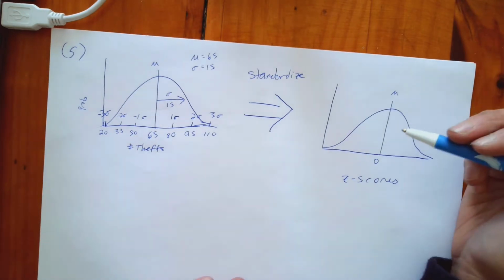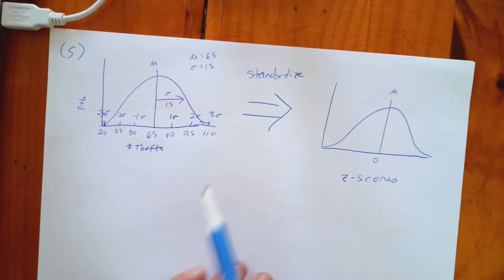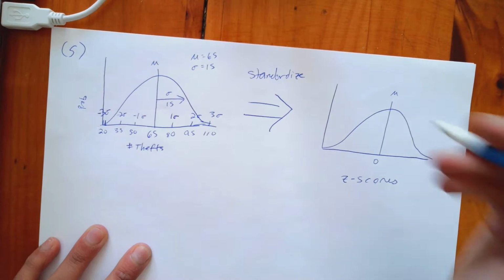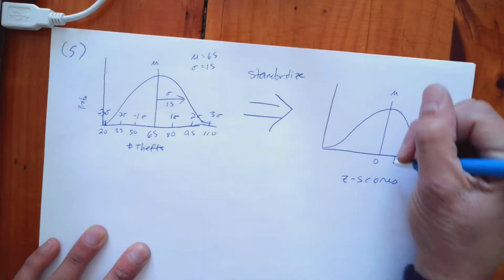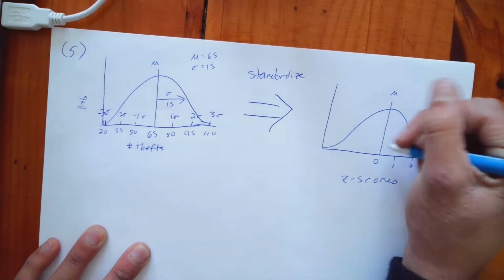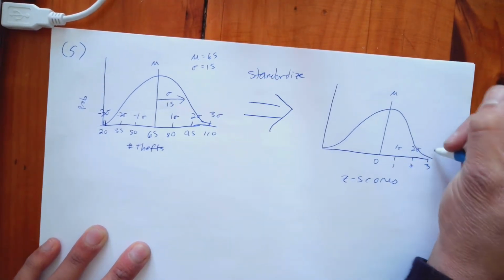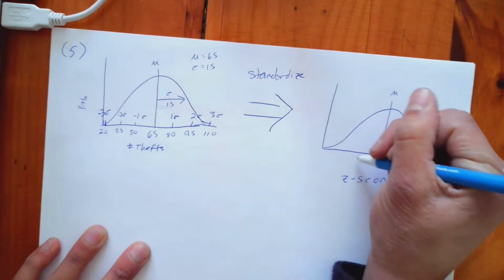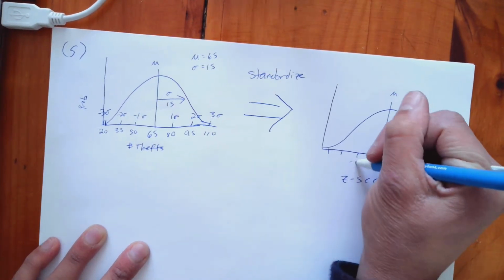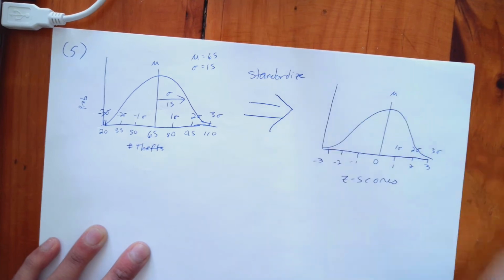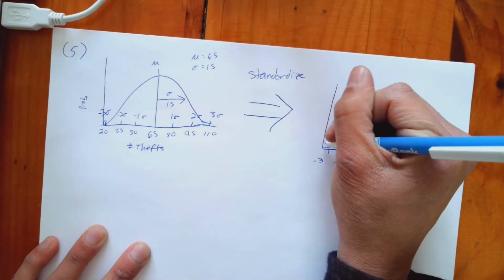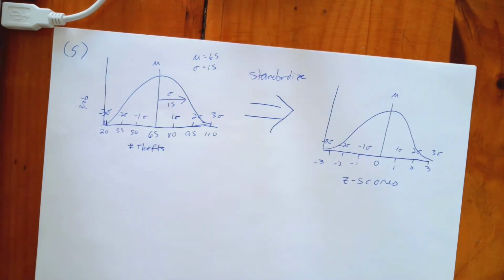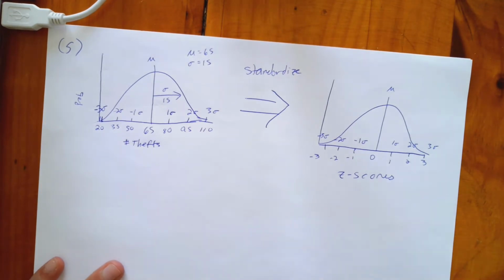Because it's right there. And then instead of having 80, 95, and 110 here for 1, 2, and 3 standard deviations away from the mean, we have 1, 2, and 3, where this is 1 standard deviation, 2 standard deviations, and 3 standard deviations. And going in a negative direction, we have -1, -2, and -3, where these are -1 standard deviations, -2 standard deviations, and -3 standard deviations. So again, we are counting in z-scores.